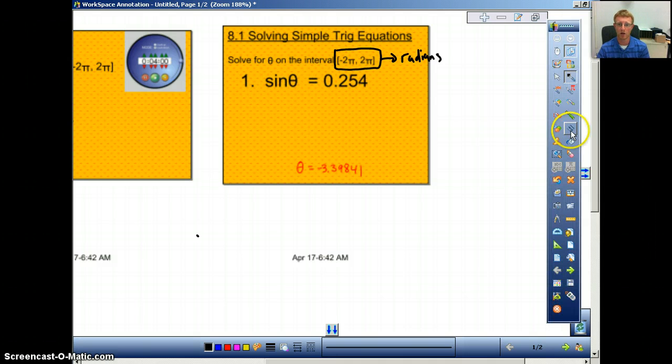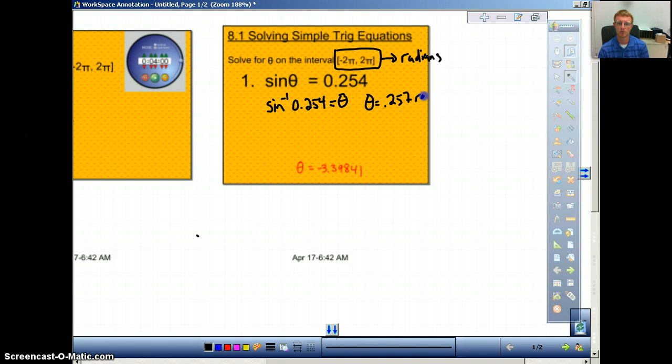The first thing we want to talk about here is how do we solve an equation like this? Well, it's real simple. Because we have sine of theta equal to something, to solve it, we can just use the inverse sine of 0.254, and that will be equal to theta. As easy as this sounds, it is easy at first. So theta is equal to 0.257 radians. But here's the problem.